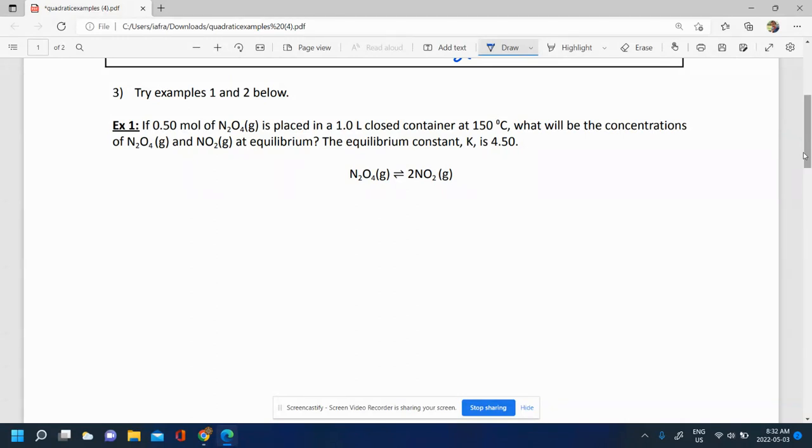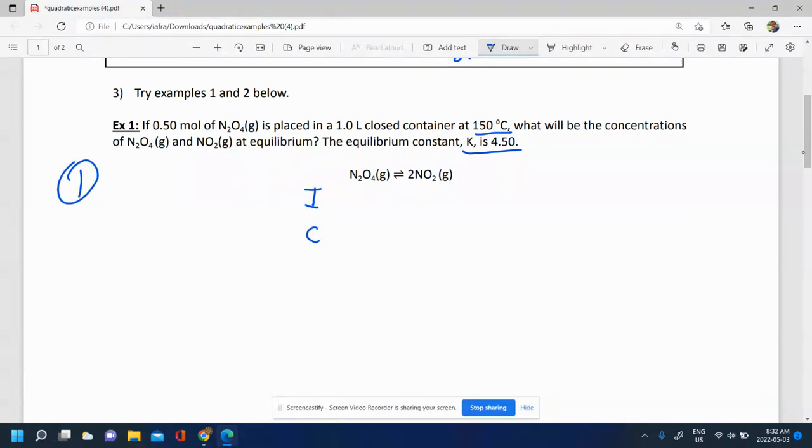So if 0.5 moles of N2O4 is placed in a 1 liter closed container at 150 degrees Celsius, what will the concentrations of N2O4 and NO2 be at equilibrium? The equilibrium constant K is 4.50. So let's do our setup first. That's our first step. We're setting everything up. We're making an ICE table.